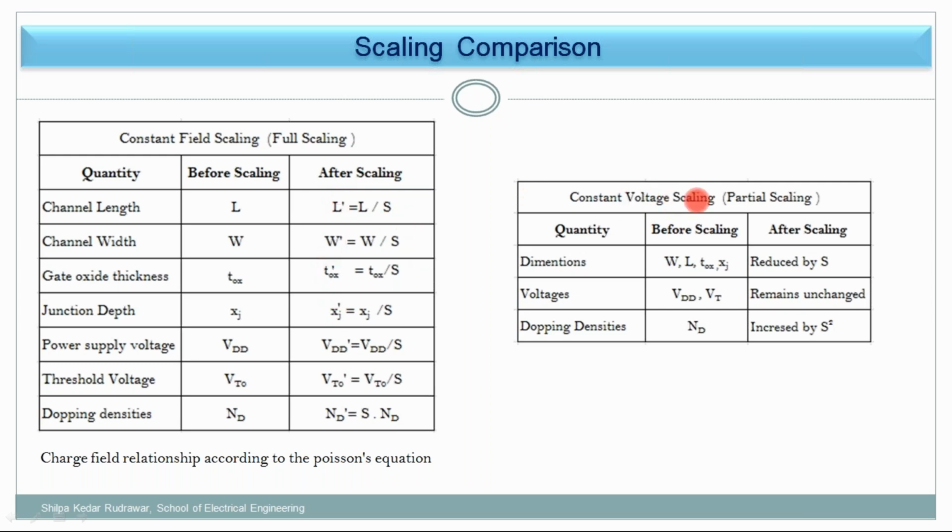Okay, now constant voltage scaling. Here all the parameters other than voltages are scaled down. So here you are able to see W, L, Tox, XJ will be scaled down by S, but VDD and VT will remain the same. So we are not changing this. And here doping densities we have increased by S square. Okay, so that is the thing. Now next point.